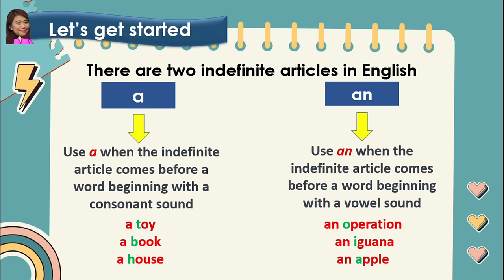Next example, an iguana. We use article an before the word iguana because it begins with the vowel sound e. And last one, an apple. We use article an before the word apple because it begins with a vowel sound a.